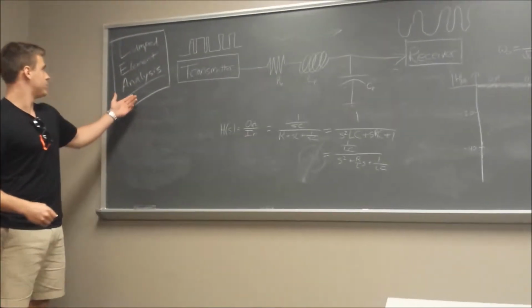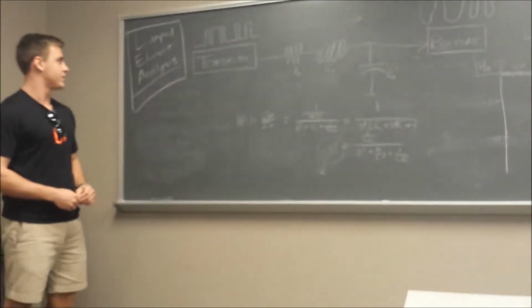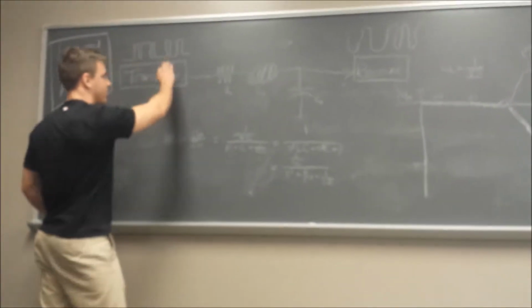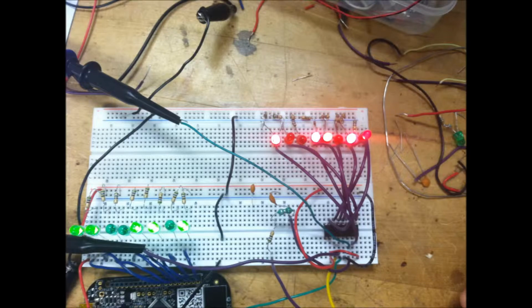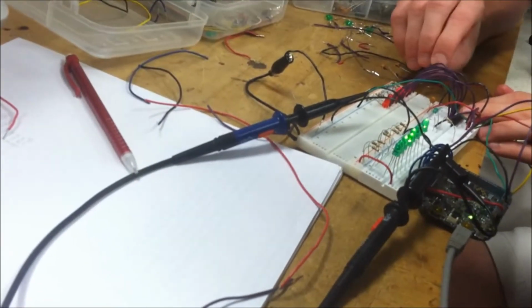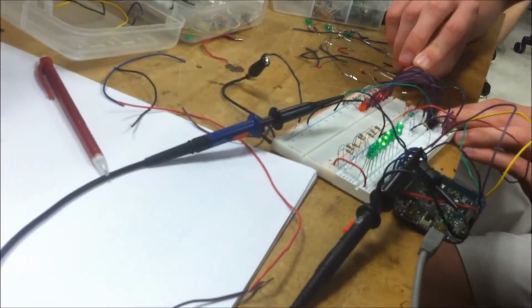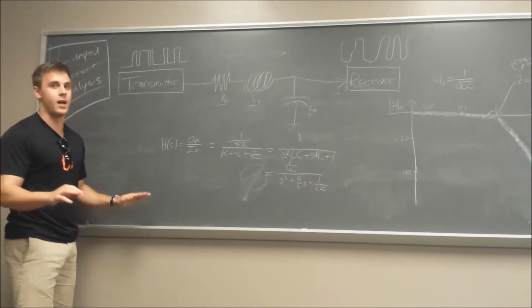To do this, we're going to be using what's called lumped element analysis. We have a transmitter and a receiver sending out this binary signal, and along the way, we're modeling the resistance, the inductance, and the capacitance in what actually turns out to be a second-order low-pass filter. So once we have this model, we can do some theoretical analysis with it.